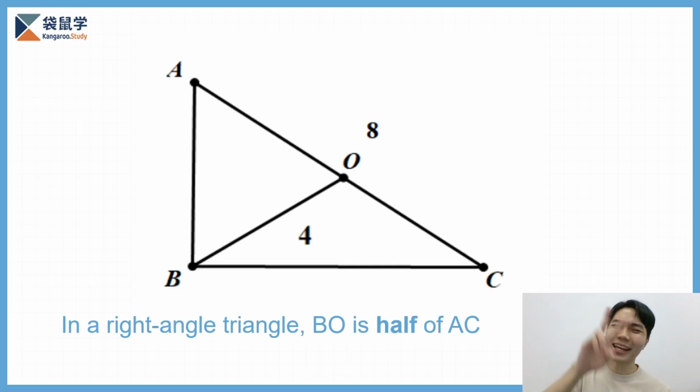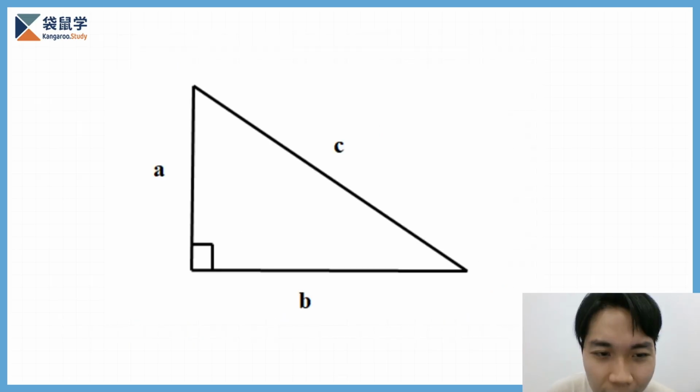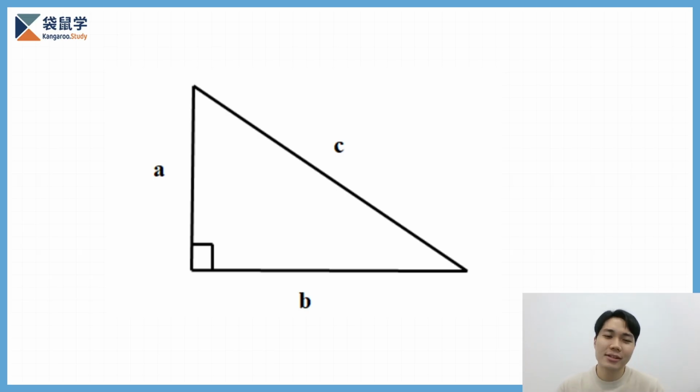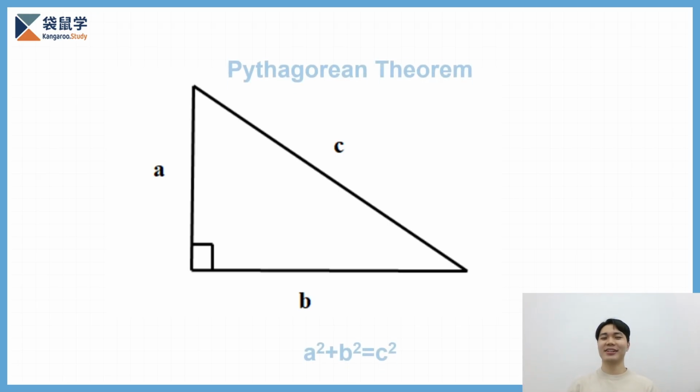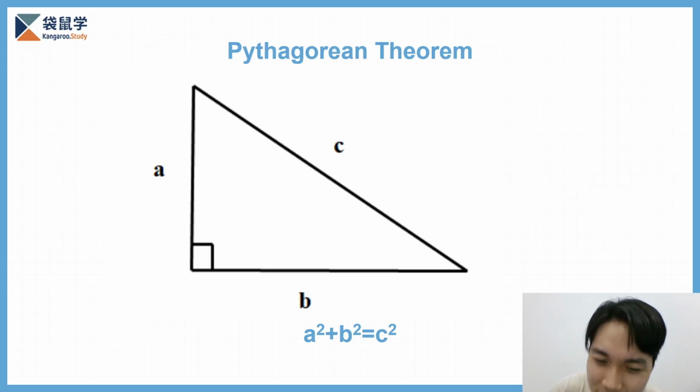Now, on to the next point. If I have another right angle triangle, and this time I mark out the lengths of the sides as length A, length B, length C, what's the relationship here? If you've learned before or watched the previous video, you will know that we can use the Pythagoras theorem: A squared plus B squared equals C squared.